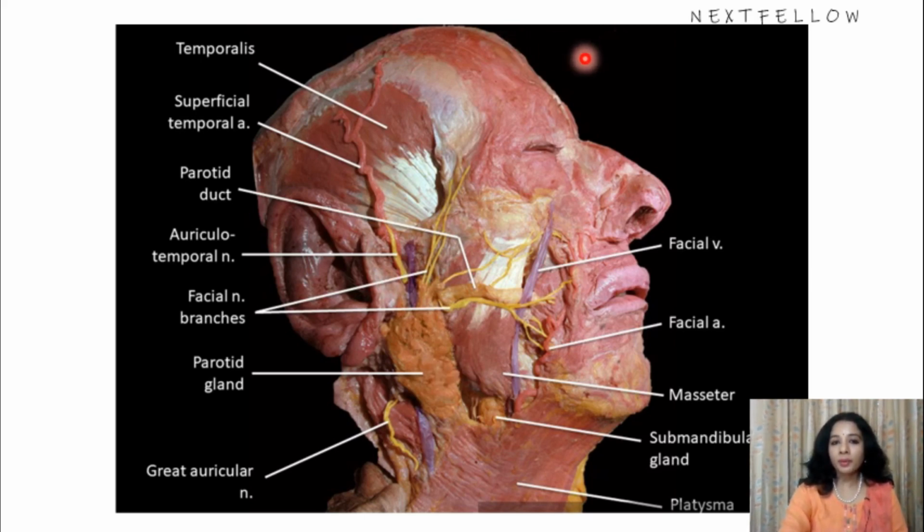Anteriorly, the parotid gland, here we can see, is related to the masseter muscle. This is the masseter muscle, which is attached to the lateral surface of the ramus of the mandible. Posteriorly we can see the ear, and still more posteriorly is the mastoid process, which is located just behind the ear. So posteriorly it is related to the mastoid process and the muscles attached to it. And inferiorly, on the posterior side, we can see the sternocleidomastoid, which is covered by the platysma muscle.